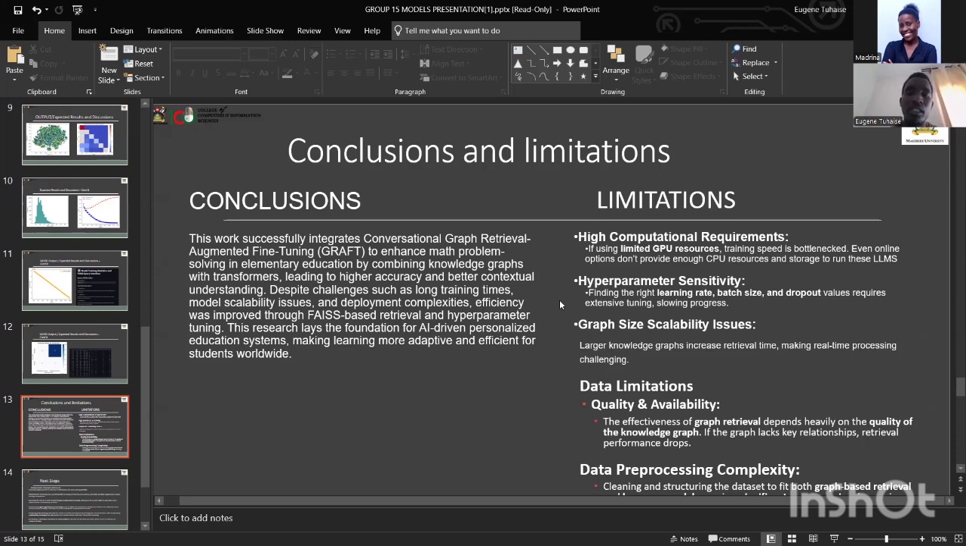So when you're creating a problem solver to simulate and answer a question, it gives you just scrambled text, which is not even correlated with the question. Then the limitations we had in this project was the high computational requirements. So because of our devices, we had limited GPU resources that were able to run this model.